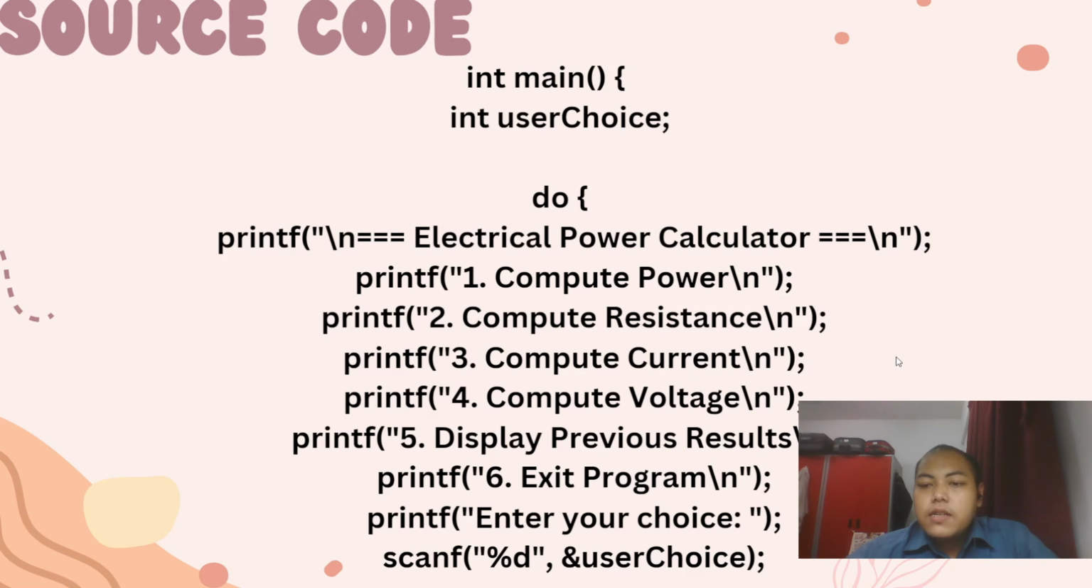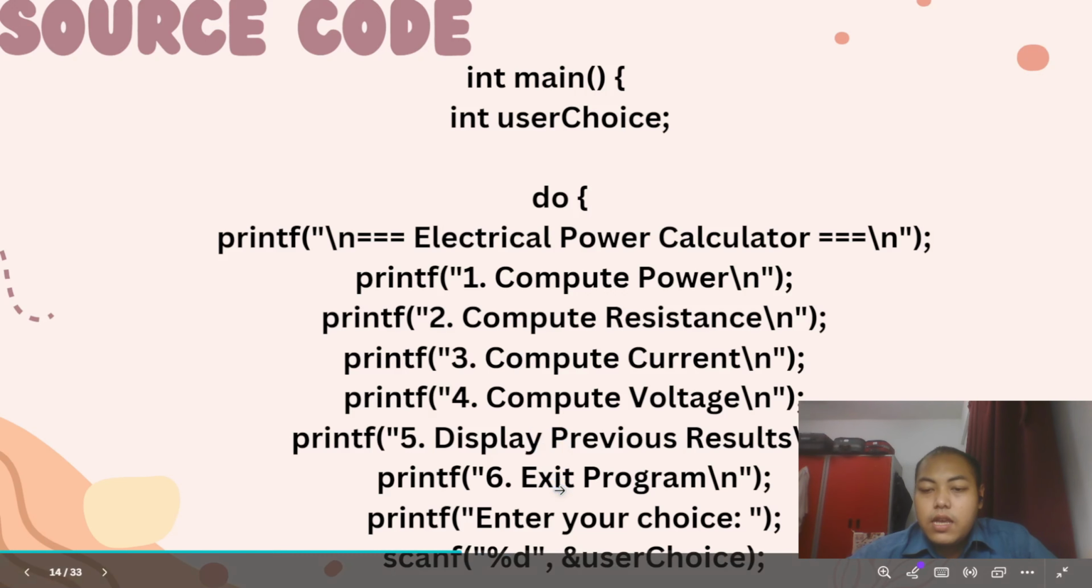The program begins with a menu that presents the user with 6 options. Number 1 is compute power. Number 2 is compute resistance. Number 3 is compute current. And number 4 is compute voltage. And number 5 is display previous results. And number 6 is to exit the program.